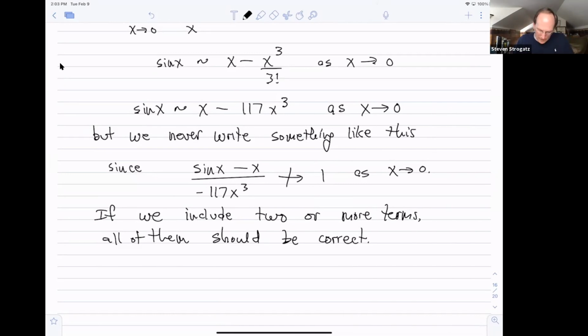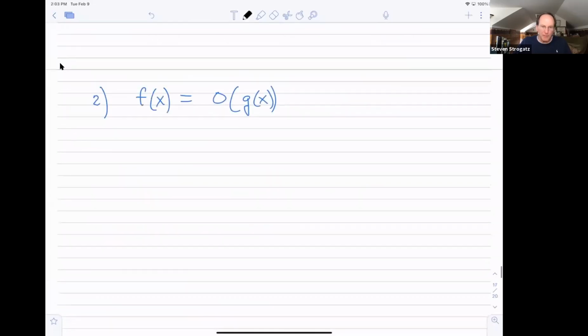Okay, so let me move on to my second definition. So that's the idea of asymptotic. Is there any question about this? Okay, so let's go on. The next one is the big O symbol, which you may have run into in various courses, including in computer science. So this is pronounced big O.